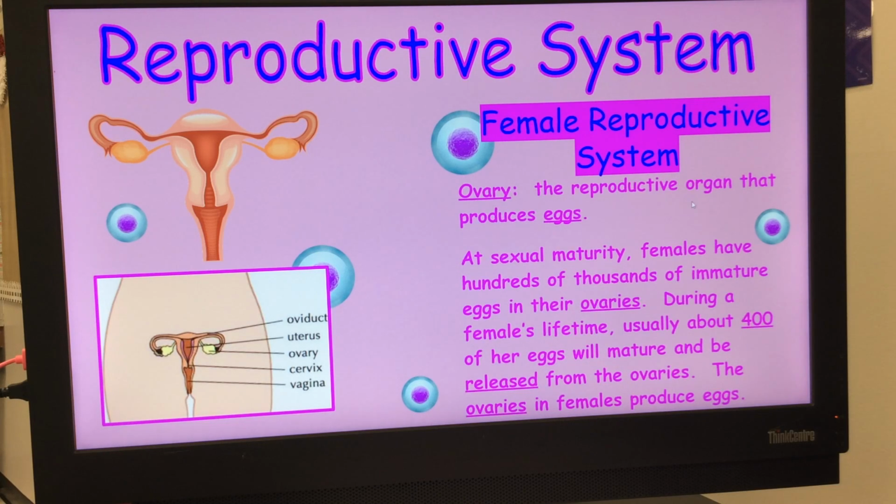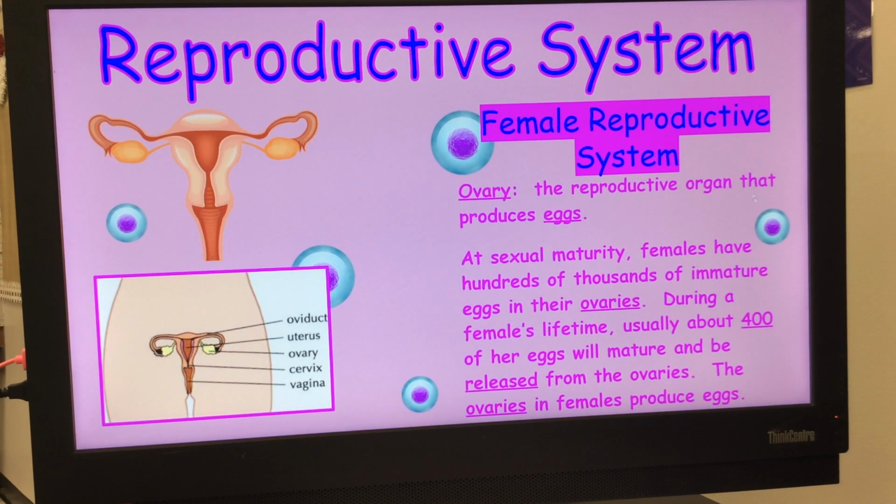The female reproductive system continued. The ovary is the reproductive organ that produces eggs. You have two ovaries. At sexual maturity, females have hundreds of thousands of immature eggs in their ovaries. During a female's lifetime, usually about 400 of her eggs will mature and be released from the ovaries.